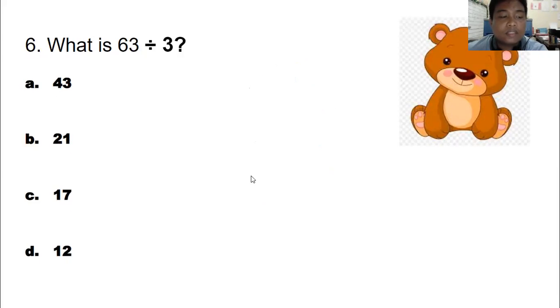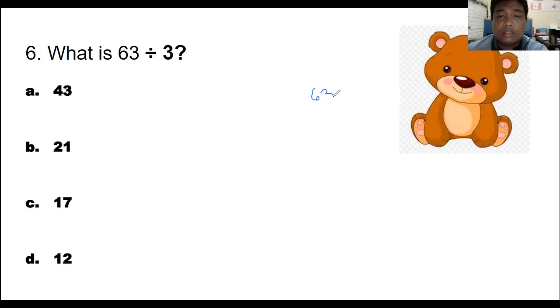Okay, so what is 63 divide 3, no? So this is very simple. Let's see now. So 63 divide 3. So first, compare the digits in the dividend and the divisor. So look at the multiplication of 3. So 3 times 1, 3. 3 times 2, 6. 3 times 3, 9. So 3 times 2, 6. So that's going to be a 0.